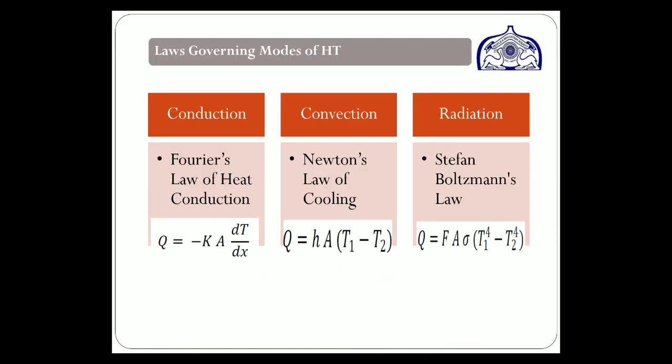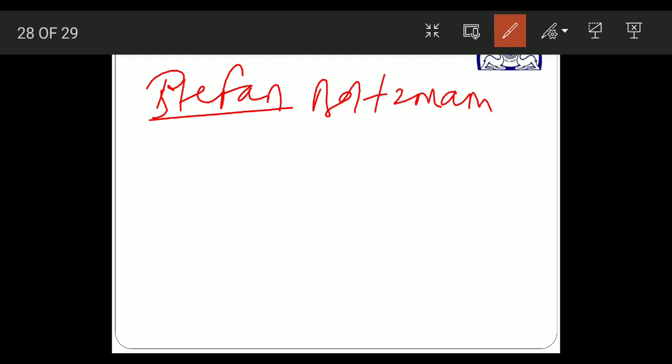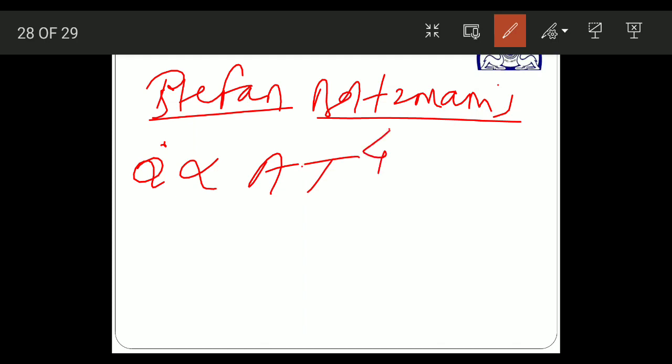Now let us see radiation, that is the Stefan-Boltzmann law. So what is this Stefan-Boltzmann law? The rate of heat transfer is directly proportional to the area and the fourth power of its absolute temperature. If suppose this is a body, then rate of heat transfer is directly proportional to the area that is there and the fourth power of its absolute temperature. So here we have to write this T as absolute, so this T must be in Kelvin.